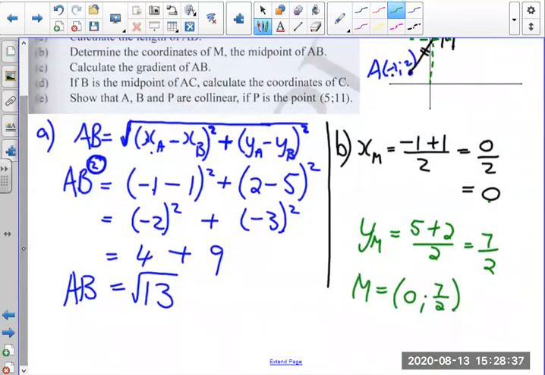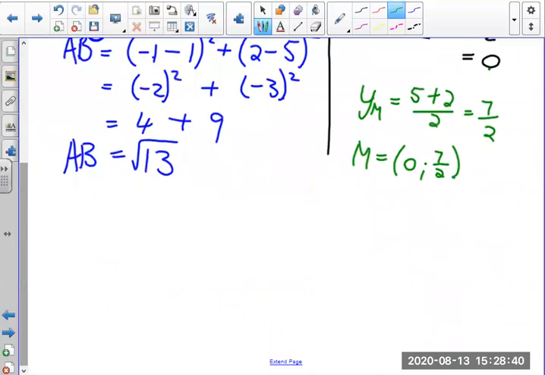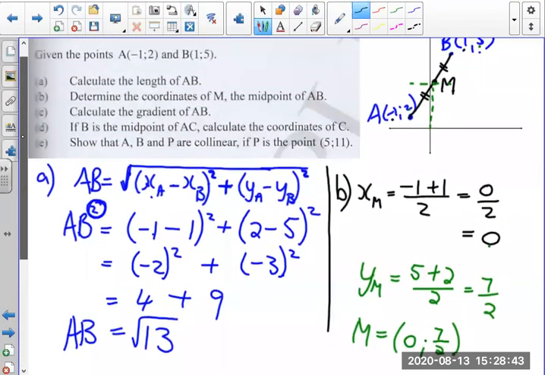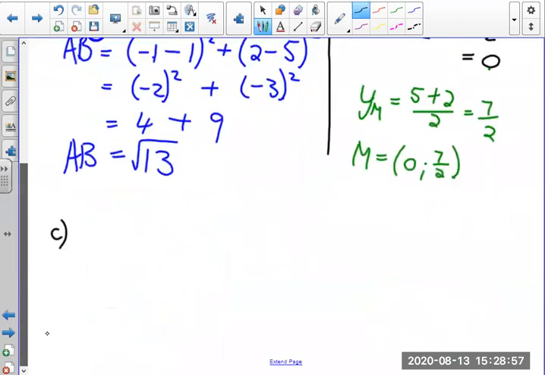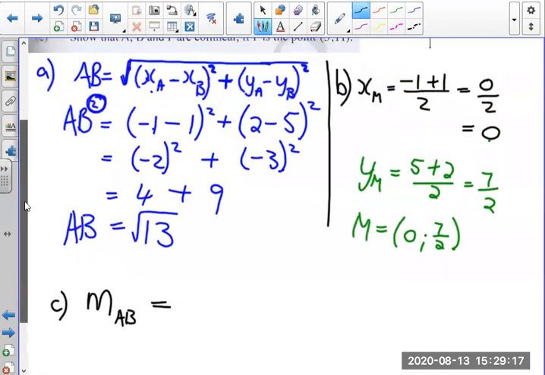Okay, calculate the gradient of AB. So now I want the gradient. They're asking me the gradient. Now, can you see from my sketch that the gradient will be positive? It's an uphill line, so my gradient must definitely be positive. So if I don't get a positive answer, something is wrong. Okay, so the gradient between A and B, can you see how I write it? Work neatly, because then it's easier for you to revise and it's easier for your teacher or the examiner to examine your marks and give you a better mark, because they can read actually what you're doing.